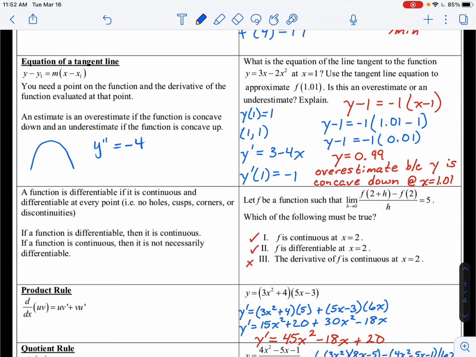All right, so if ours is a concave down function, we know a tangent line is always going to be above the function. And so it is going to be an overestimate because the y value is concave down.